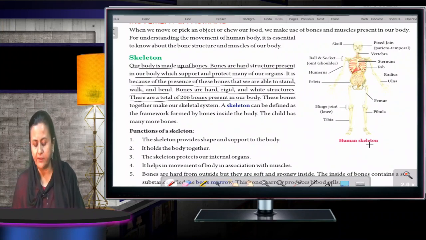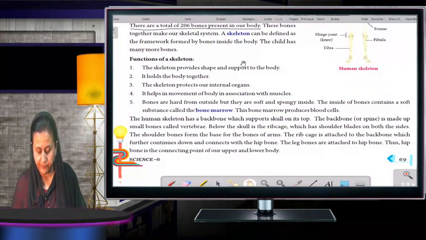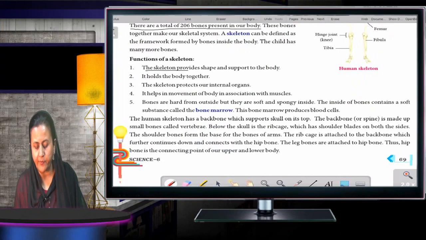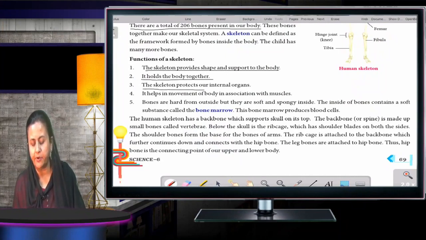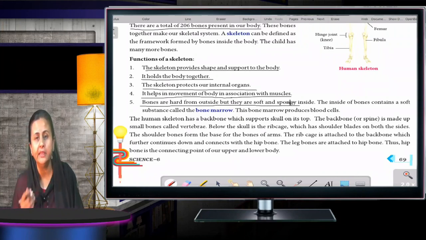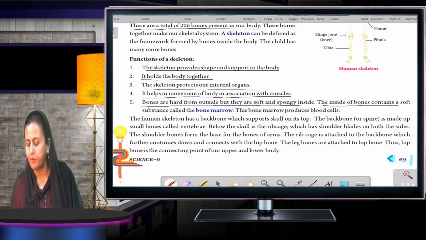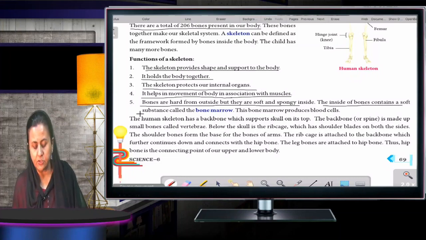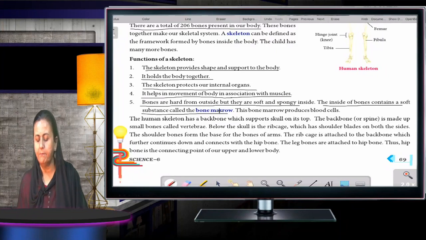Okay, so what are the functions of the skeleton now? The first is the skeleton provides shape and support to the body. It holds the body together. The skeleton protects our internal organs. It helps in the movement of the body in association with muscles. Bones are hard from outside, but they are soft and spongy from inside. Okay, the inside of bones contains a soft substance called bone marrow.